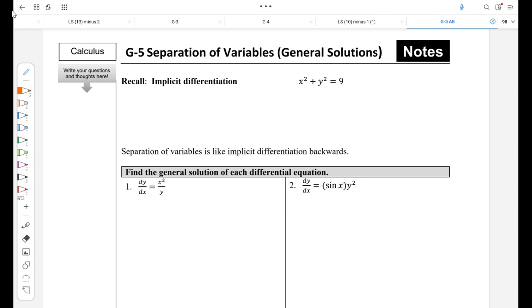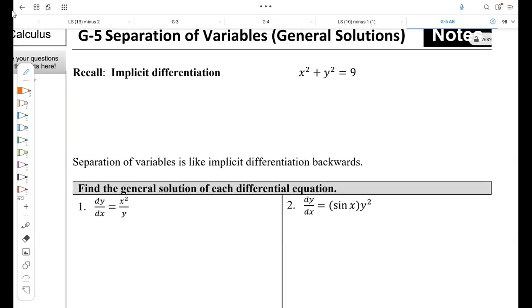Okay, so it's called separation of variables. What we're going to be doing is like implicit differentiation, but backwards. So recall implicit differentiation. This is where we're trying to find dy/dx, but we have an implicit function. Because we're taking the derivative with respect to x, anytime we take a derivative that's only involving x, we don't need any chain rule. The derivative of x squared is 2x. However, when we do y squared, that derivative is going to be 2y, and then with the chain rule, multiplied by dy/dx.